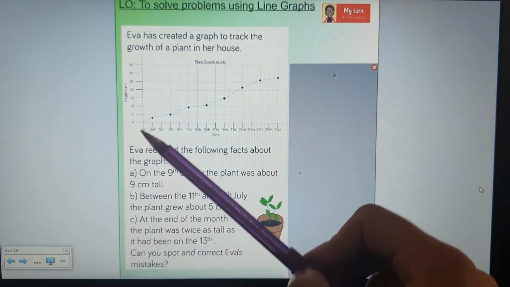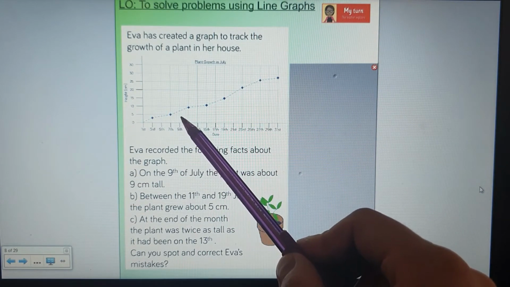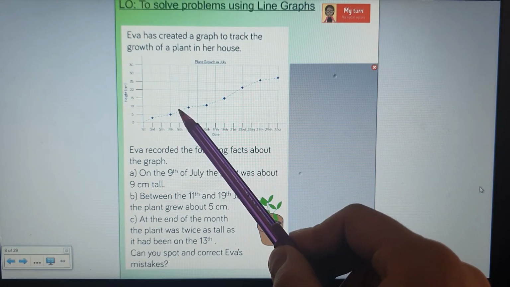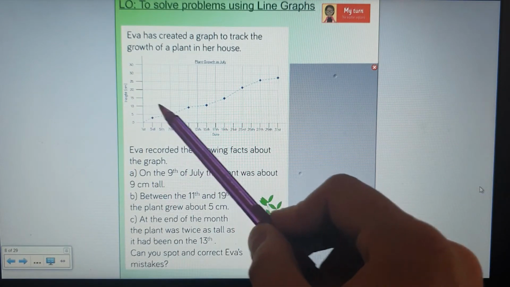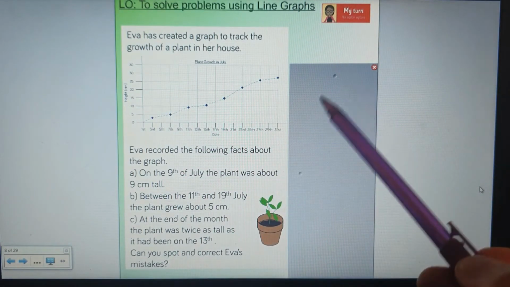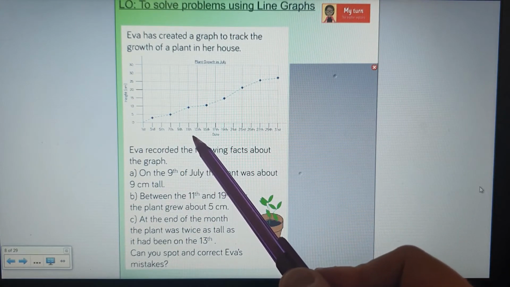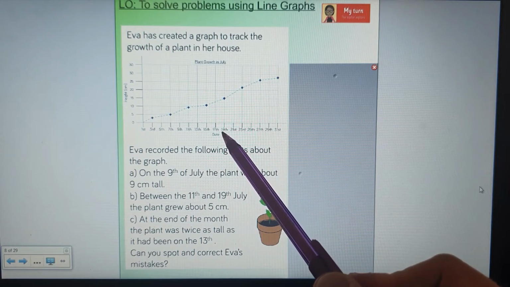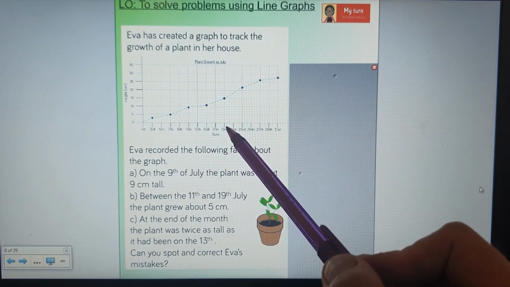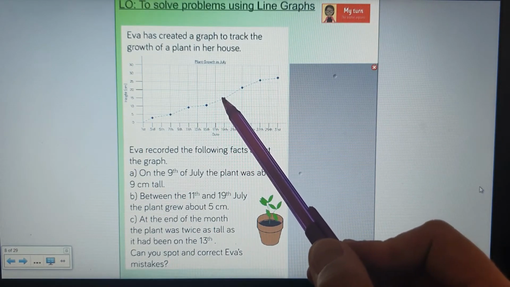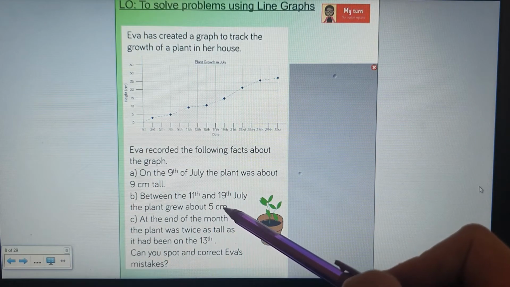Okay, let's have a little look. It says about 9 centimetres. So it's not far off. But it's actually closer, sort of halfway between. So I wouldn't say it's quite 9. So we have to come back to that one. B. Between the 11th and 19th of July, the plant grew about 5 centimetres. So the 11th is 10 and the 19th is 15. So that's a growth of 5. So she is absolutely spot on with this one.